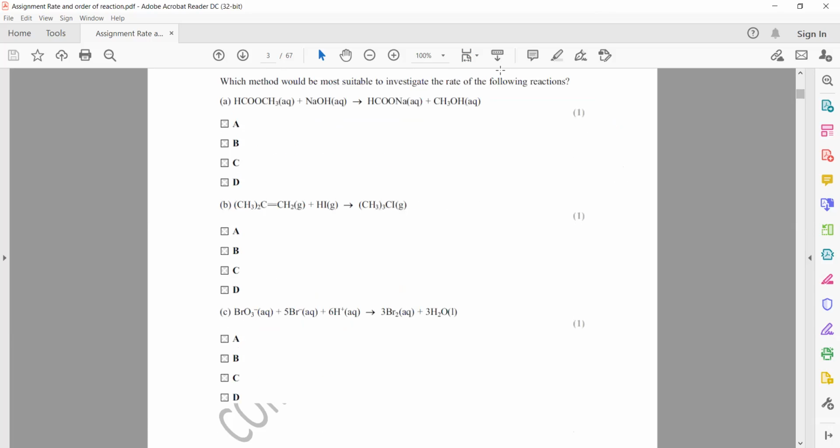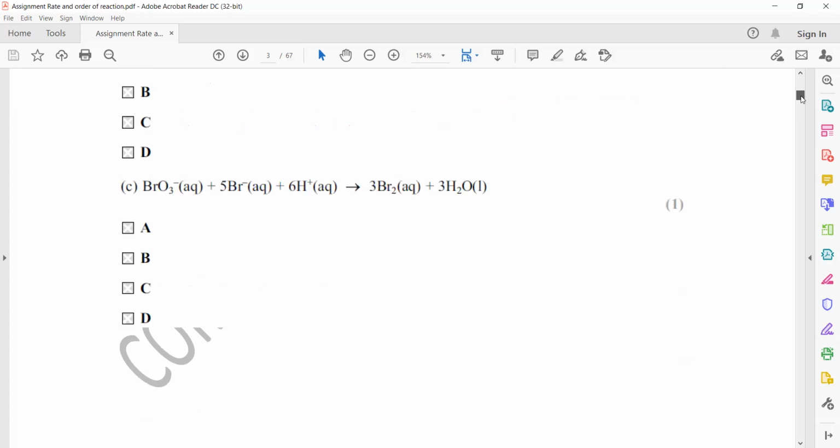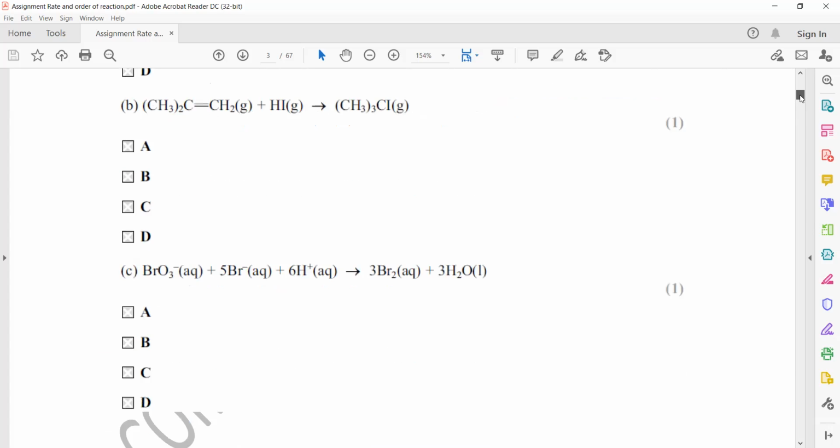Then BrO3 with a charge of -1 reacted with bromide ion in the presence of acid gives bromine. So bromine is there in aqueous state. It is orange in color. Yeah, so colorimetry, a colorimeter can be used. That's why A can be the right answer for this.